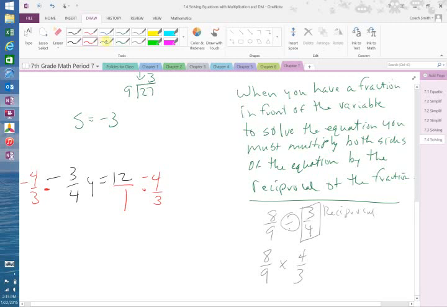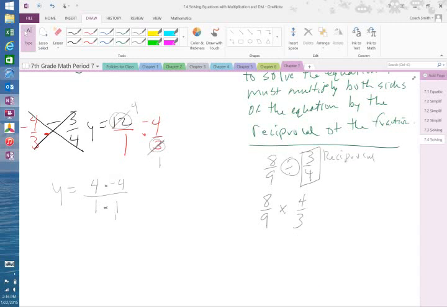Okay, on the left side, this cancels out because it's equal to 1. On the right side, we can cross cancel. 3 goes into 3 one time, 3 goes into 12 4 times. And so that leaves me with y is equal to 4 times negative 4 on top, 1 times 1 on bottom. And that gives me y is equal to negative 16.